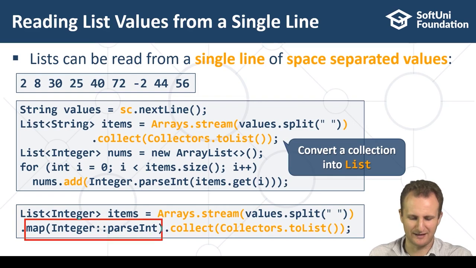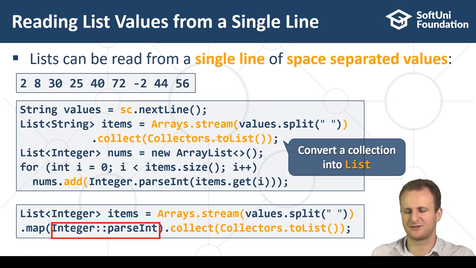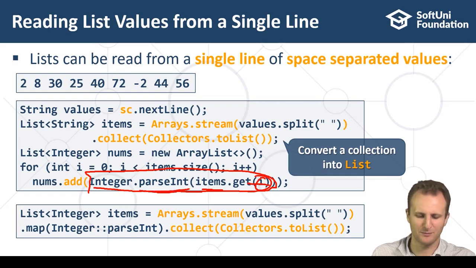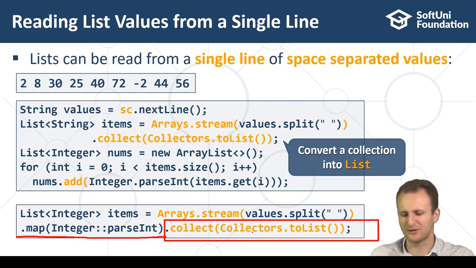So this part of code here does the for loop which we wrote manually. If you want to do it in a shorter way, what you're saying here is that map means for each item in the stream, for each string in this split of strings, convert it to an integer. How? Well, using the integer parseInt method. So it's basically calling this code. For each item, get that item and parse it into an integer. And then we're saying collect those integers which you got by mapping into a list.